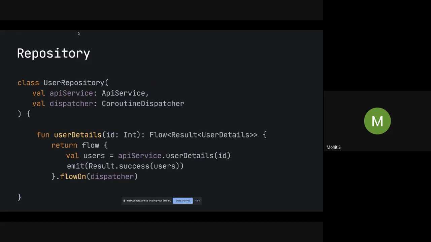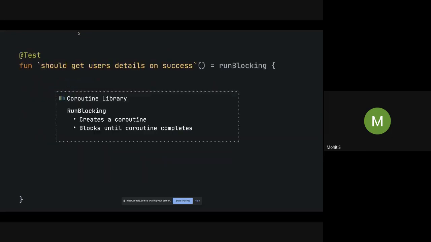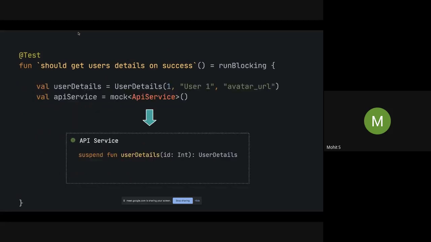So here I have my repo, and it's taking in 2 things, and I'm injecting them because I want to be able to mock them out and inject mocks. So the first thing that you need to do every time you want to test something coroutine related is create a coroutine for your test. So I'm creating a coroutine using runBlocking. The runBlocking method is provided to you by the coroutines library. It creates a coroutine internally, and inside of this lambda block, you specify what you want your coroutine to do, and it blocks until the coroutine completes. So I'm going to utilize this method for my test.